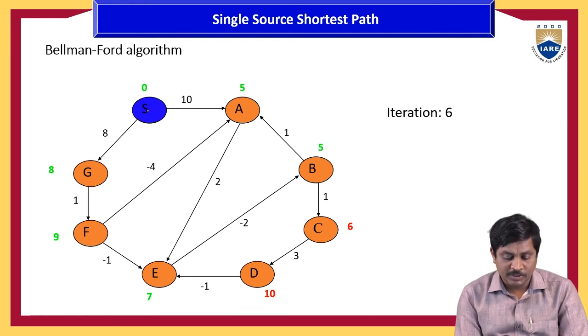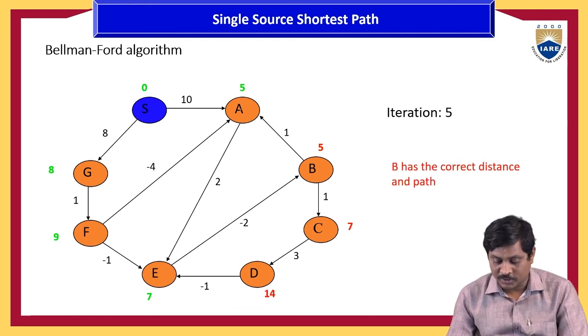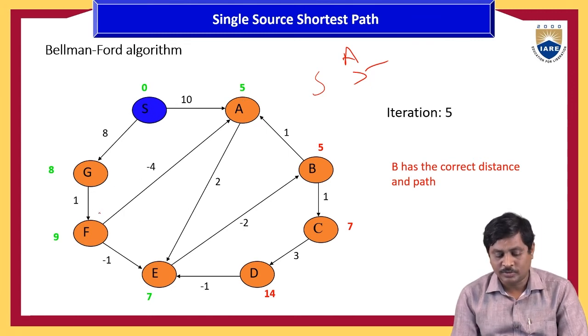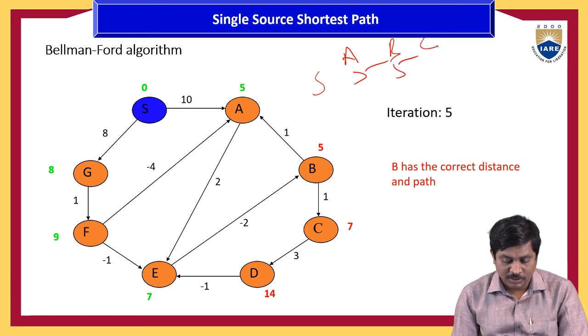So 4 mediator nodes means here we consider 4 mediator nodes. S to G, G to F, F to A. S to A value is 5. S to B: S to G, G to F, F to A to E, E to B. So here with 4 mediator nodes, now B value is 5. Similarly, C values. Now here consider 4 mediator nodes. S to G, G to F, A to E.